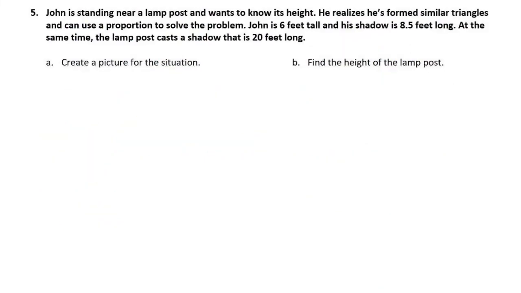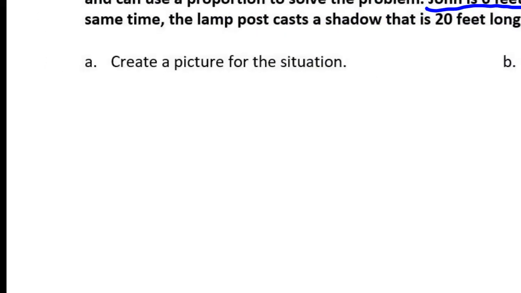John is standing near a lamppost and wants to know its height. He realizes he's formed similar triangles. We don't have to show they're similar. We're being told that they're similar, and can use proportion to solve the problem. John is 6 feet tall and his shadow is 8.5 feet. So that's the first thing I'm going to draw. Let's draw John and his shadow.